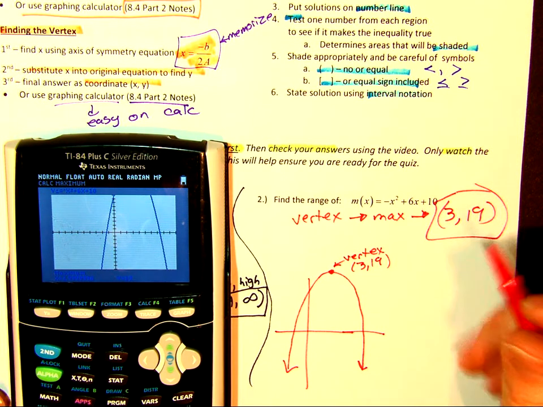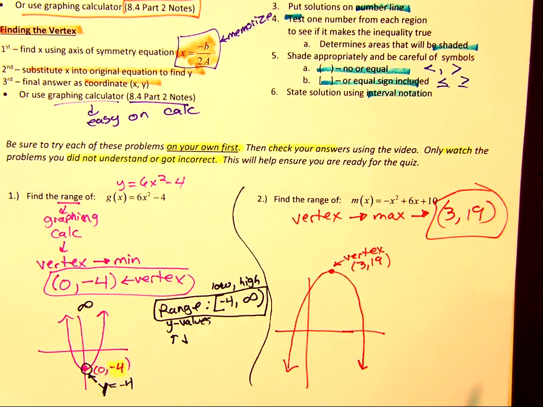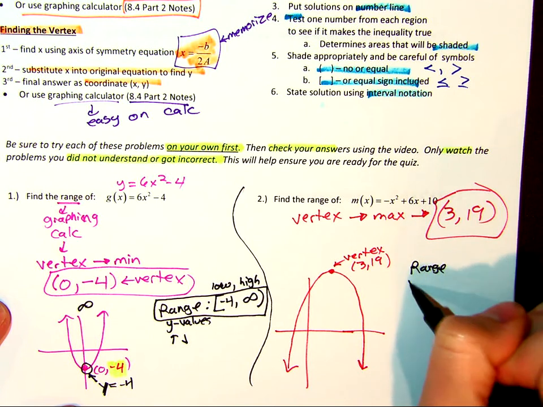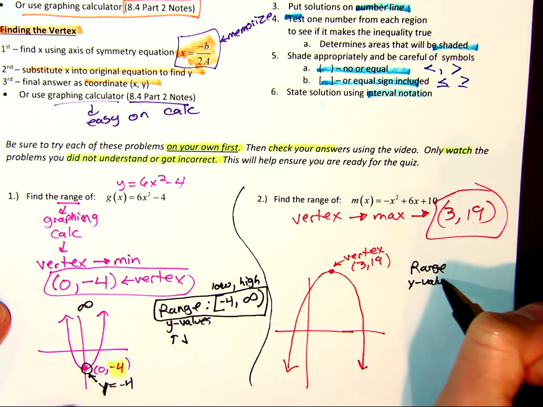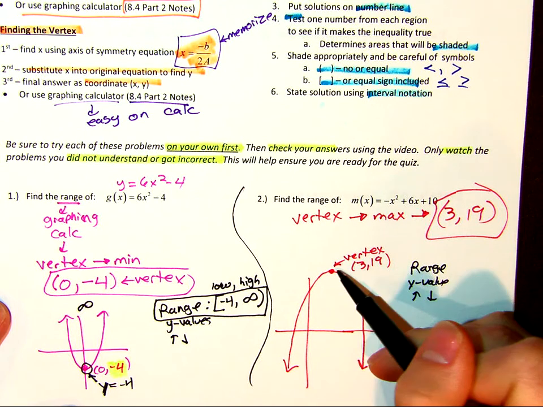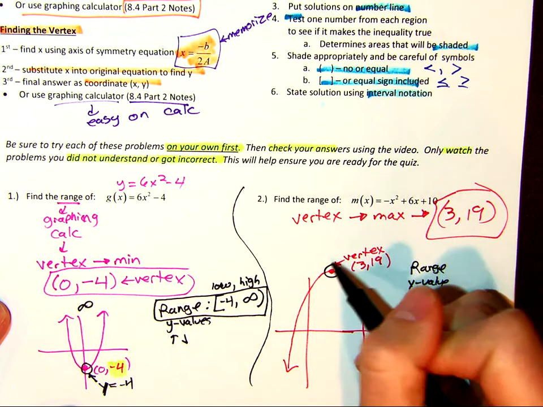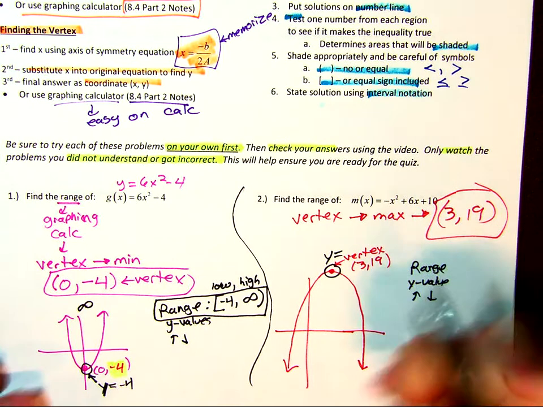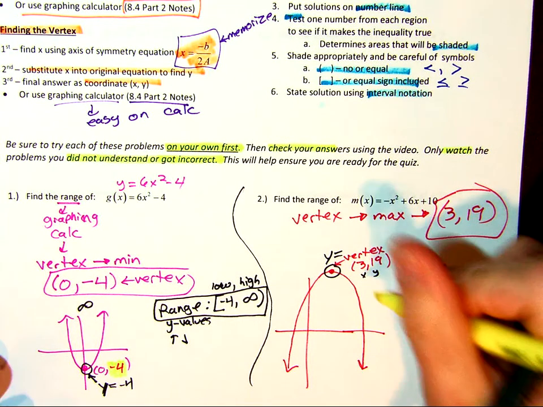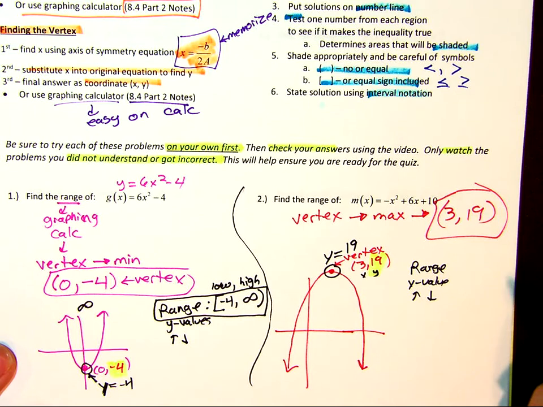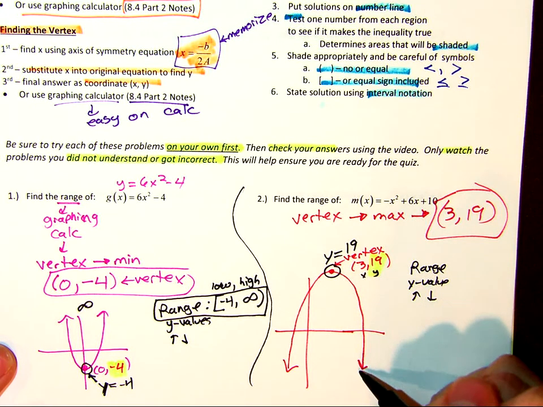So now we have to do our range, remembering that our range is our y value, right? So it's the up and down. So I can say, does it ever stop going up? Yes, it stops going up here. So my y value here is equal to, well, remember our coordinates are (x, y), so it's the y part of my vertex. So it's 19. And here, does it ever stop going down? No, so it goes to -infinity.